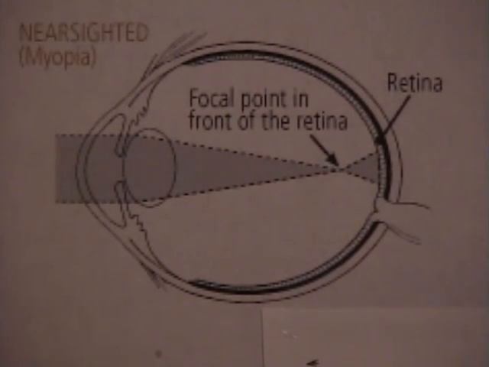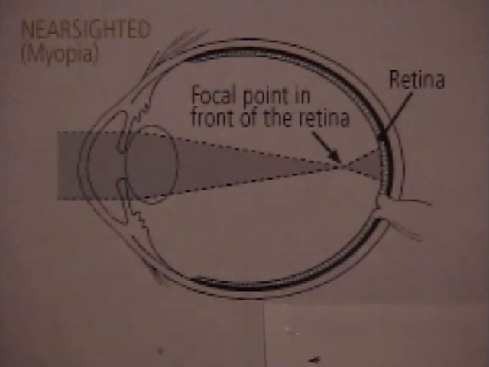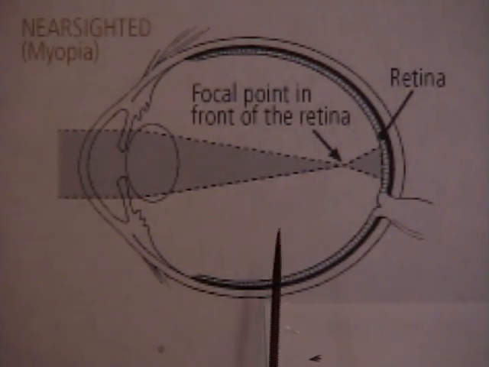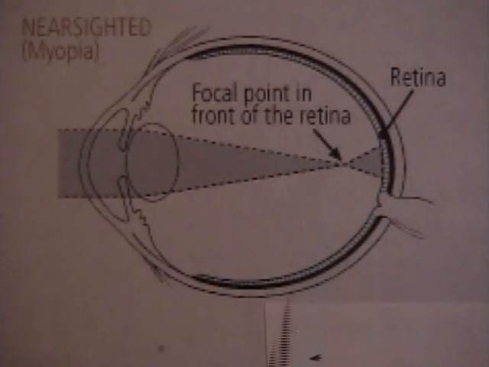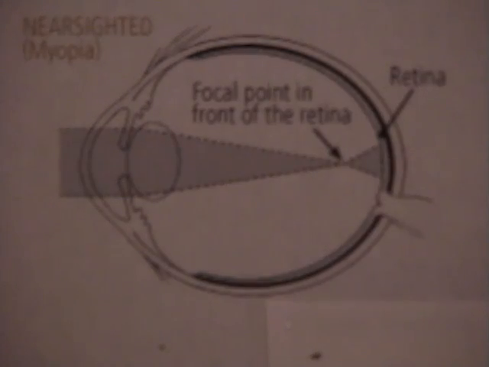This is an example of an eye that is nearsighted or has myopia. This is when you cannot see an object that is far away, but you can see an object that is near. That is because the focal point is in front of the retina. The object is focused before it gets to the retina, so you cannot see the object quite as well.